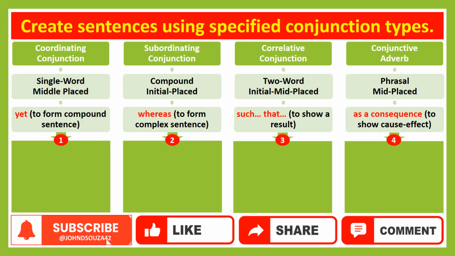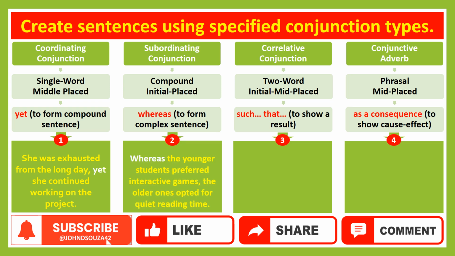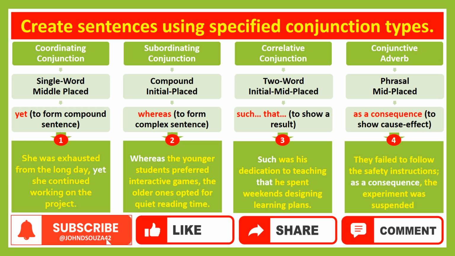This is a sentence crafting challenge. Let's frame sentences with a single word mid-placed coordinating conjunction, yet, to form a compound sentence; with a compound initial placed subordinating conjunction, whereas, to form a complex sentence; with a two-word initial placed correlative conjunction, such that, to show a result; with a phrasal mid-placed conjunctive adverb, as a consequence, to show cause and effect.